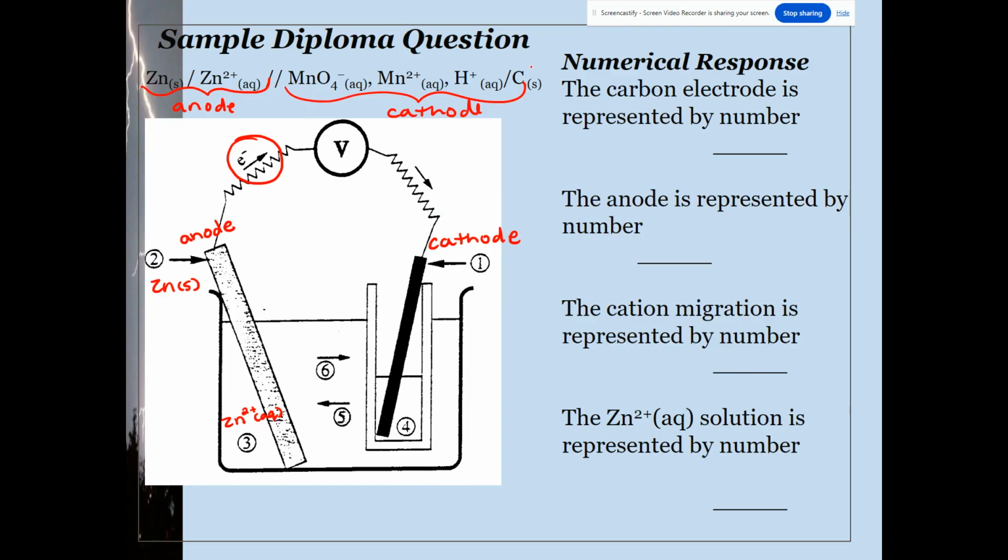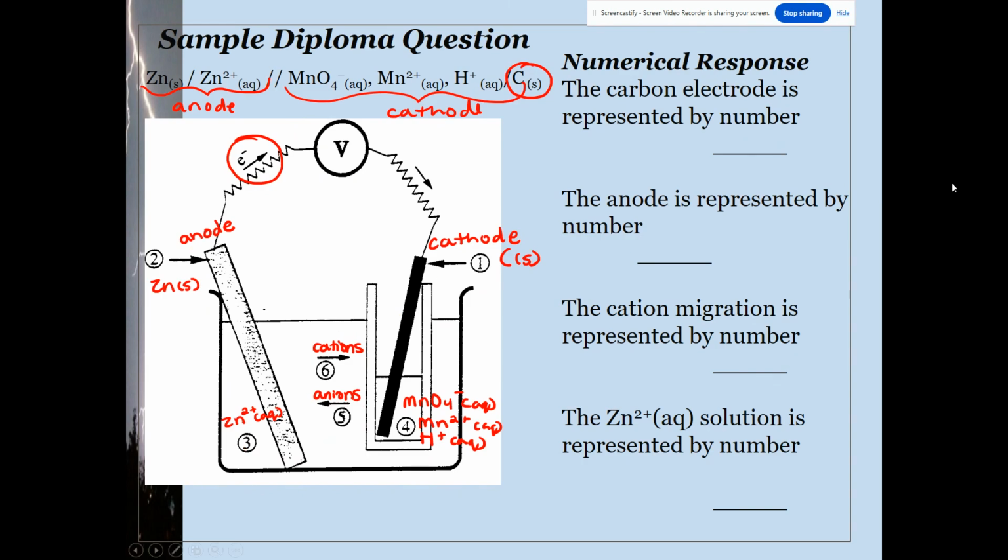So my cathode is this inert carbon electrode. All right, and the solution surrounding it are all of those ions listed there. So permanganates, manganese, and hydrogen. That's number 4, all of those ions, okay? And then 6 and 5 are referring to the ion flows, or migrations is another word for it. So number 6 would be the cation flow or migration, and 5 would be the anion flow or migration, right? The cations always flow to the cathode, the anions always flow to the anode.